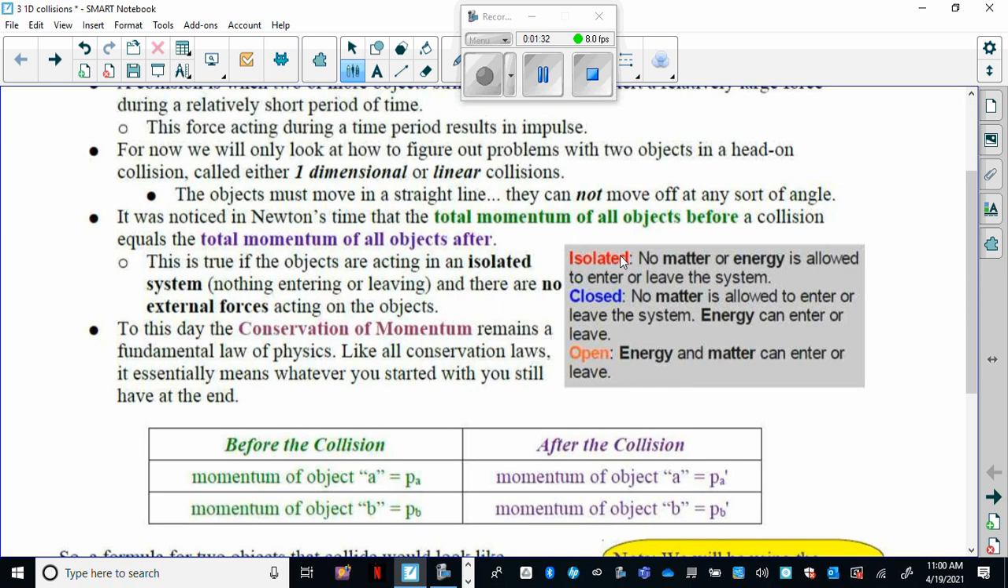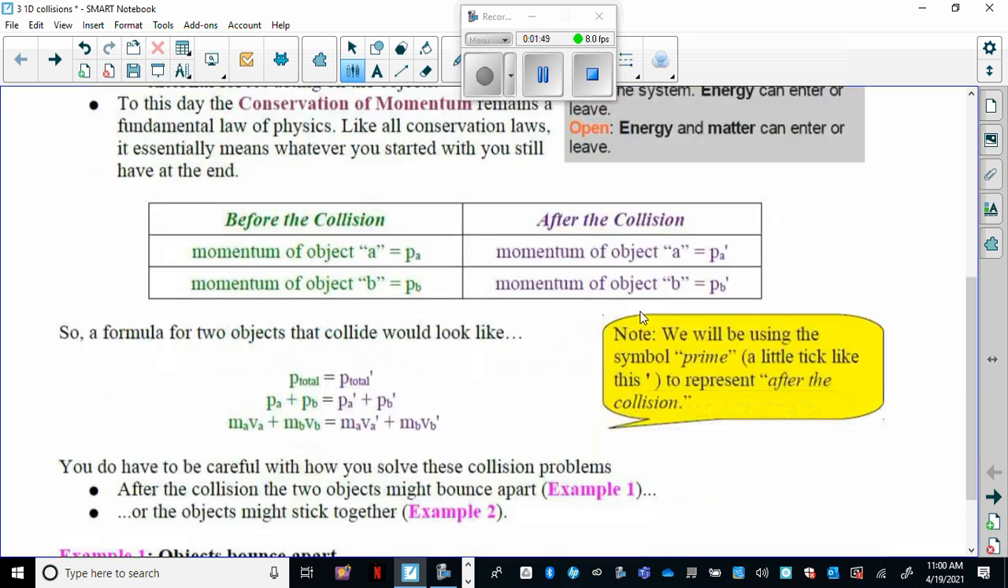Some terminology you need to go over quickly, and that is isolated systems, closed systems, and open systems. We're essentially dealing with isolated systems in Physics 30, in high school physics, where no matter or energy is allowed to leave or enter the system. And then there's some other terminology you need to be aware of. Just a reminder that when you see a prime symbol, this little tick right here, it means after. So P is before, P prime is after. The momentum before equals the momentum after.